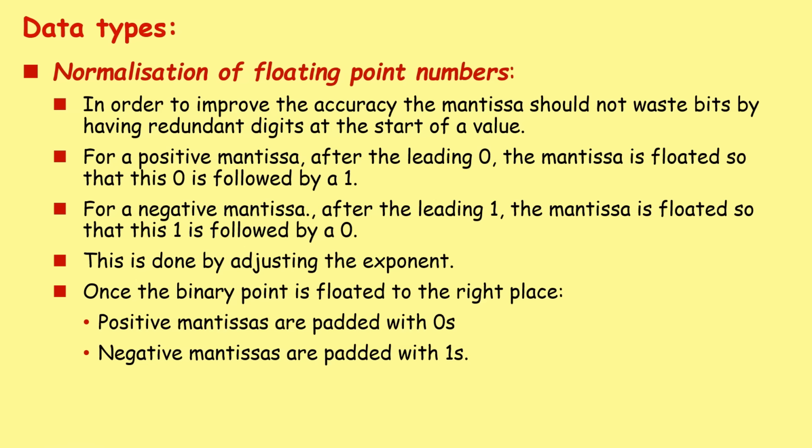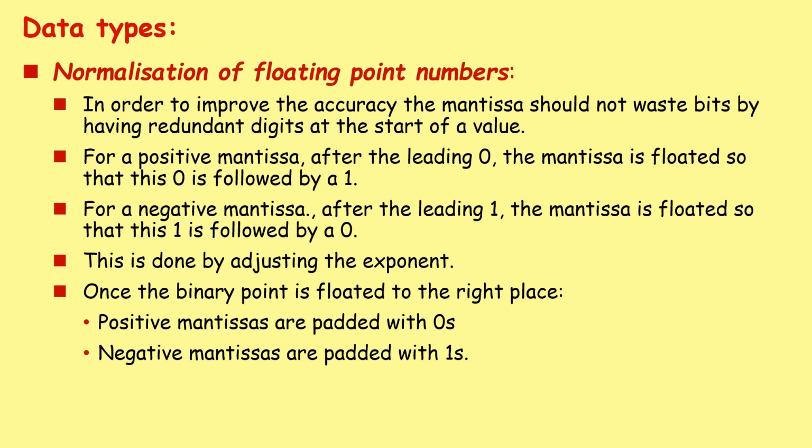Normalization of floating point numbers. In order to improve the accuracy, the mantissa should not waste bits by having redundant digits at the start of a value. For a positive mantissa, after the leading 0, the mantissa is floated so that the 0 is followed by a 1. For a negative mantissa, after the leading 1, the mantissa is floated so that this 1 is followed by a 0. This is done by adjusting the exponent.